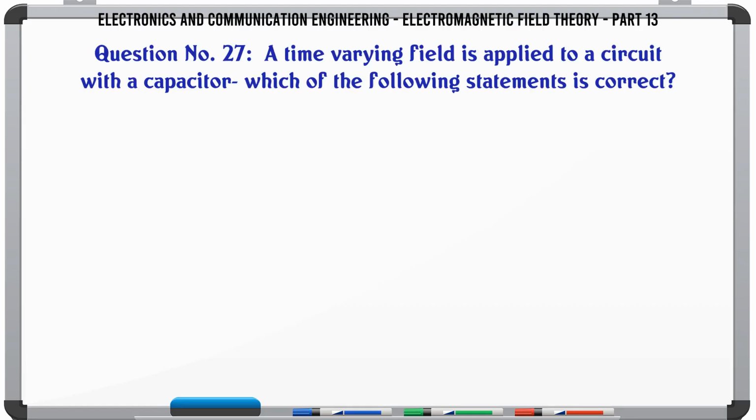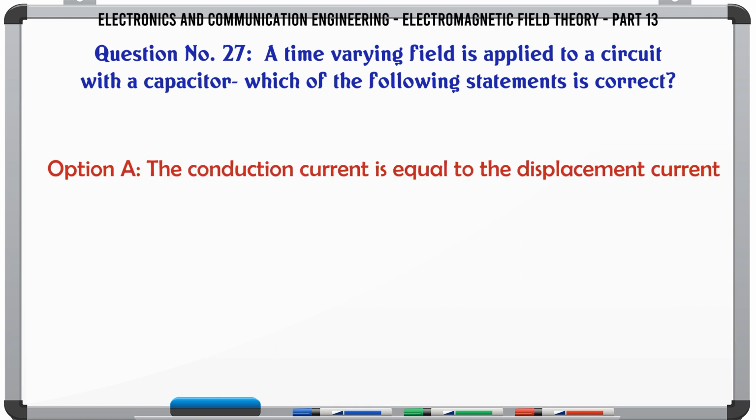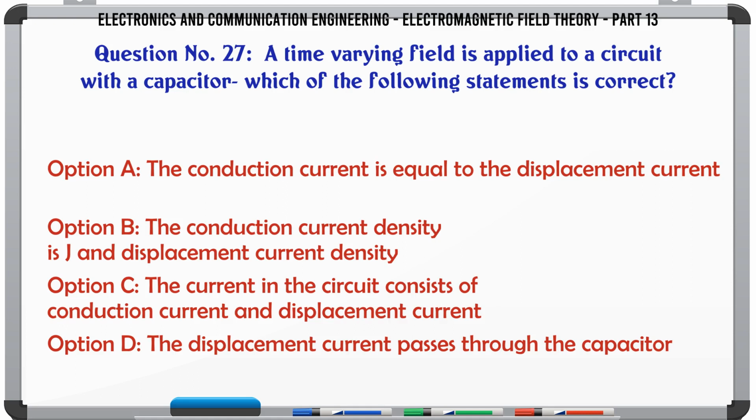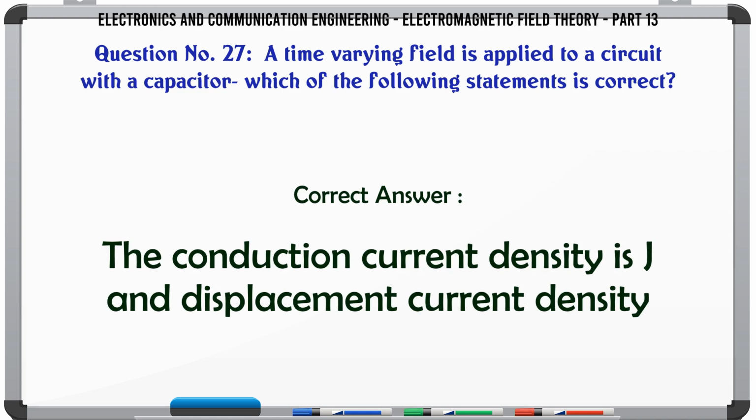A time-varying field is applied to a circuit with a capacitor. Which of the following statements is correct? A. The conduction current is equal to the displacement current. B. The conduction current density is J and displacement current density. C. The current in the circuit consists of conduction current and displacement current. D. The displacement current passes through the capacitor. The correct answer is the conduction current density is J and displacement current density.